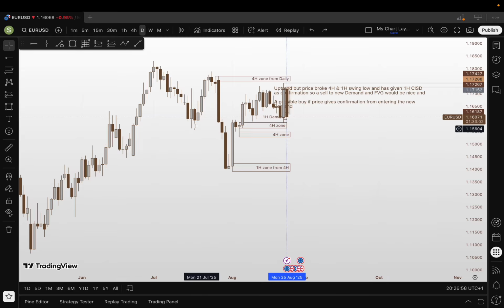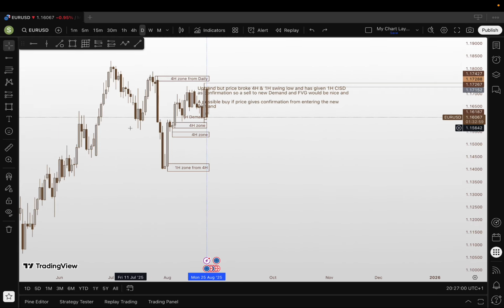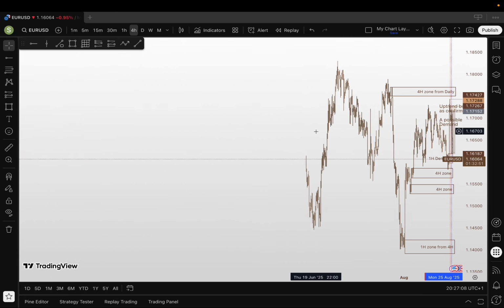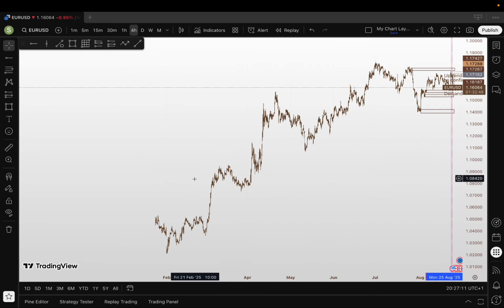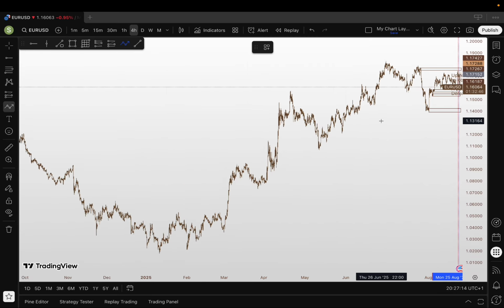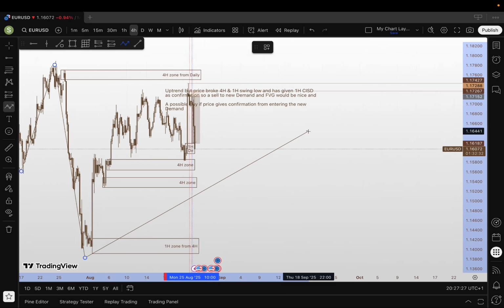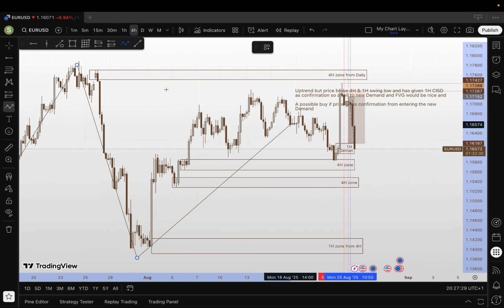So yeah, uptrend on weekly, uptrend on daily, but broke this swing structure low on the 4 hour and 1 hour. Here it is. Yeah, was previously trending upwards. Then let's see, yeah, then it broke this low to make a lower low. So I wanted it to come to this 4 hour supply zone and then go down.